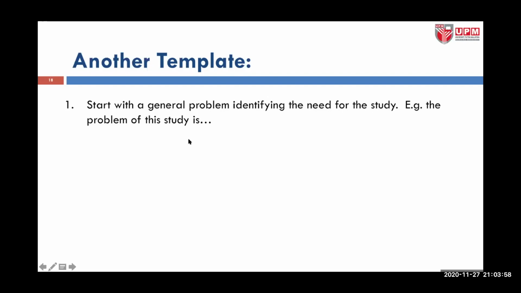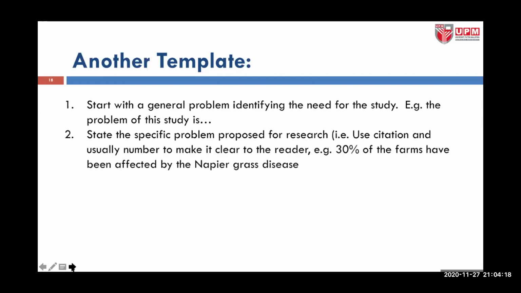Of course, as I said, there are many strategies, but I just try to explain to you which one may be suitable. Okay, but I give you another example here. Start with the general problem, identifying the need for the study. Okay, the problem of this study is then what? And then state the specific problem proposed for research. You may use citation, okay? You may use facts, usually numbers, to make it clear to the reader.